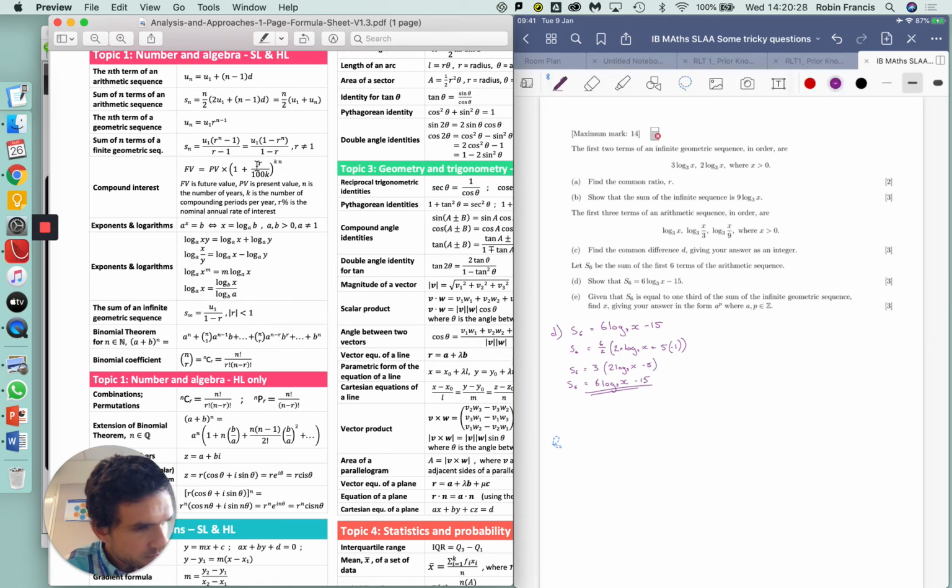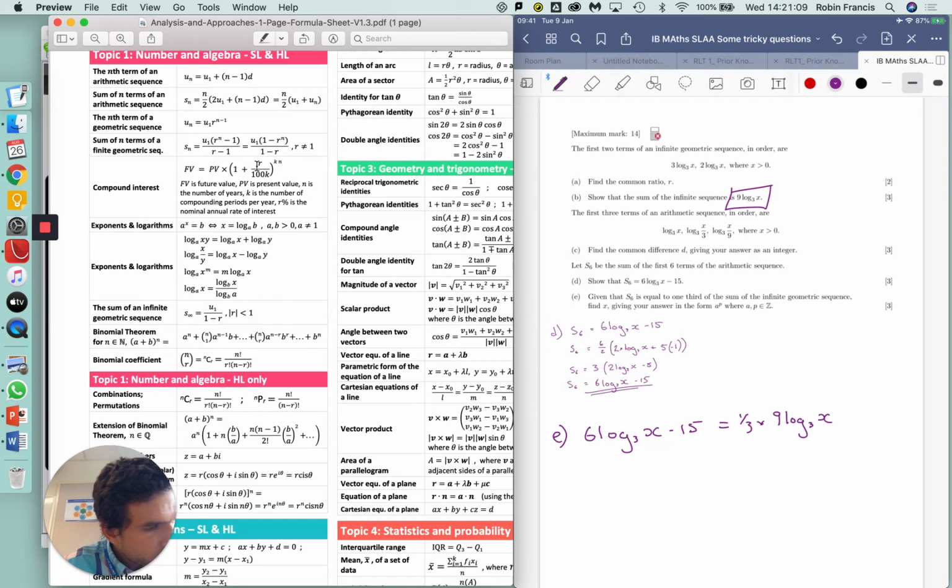E. What do we have? I have the sum of the 6. Well, that was given to us, so even if you didn't manage to arrive at this, we can still approach this question. So we're saying 6 log base 3 of x minus 15 is equal to 1/3 of the sum of the infinite geometric sequence, which is 1/3 of 9 log base 3 of x. And we're going to start doing some algebraic manipulation.